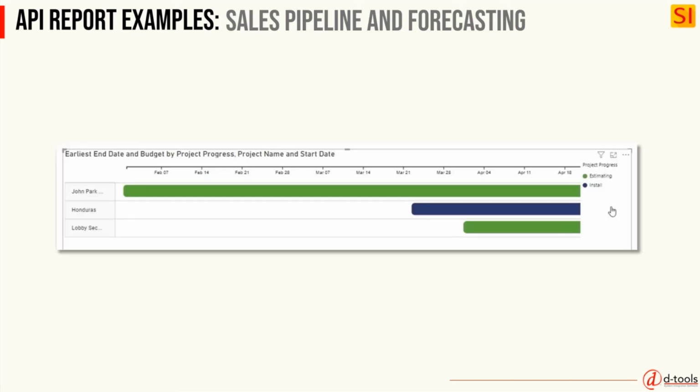Here we have a global Gantt chart, which can display all or selected projects' plan duration for the project management or any other phase of the project lifecycle.